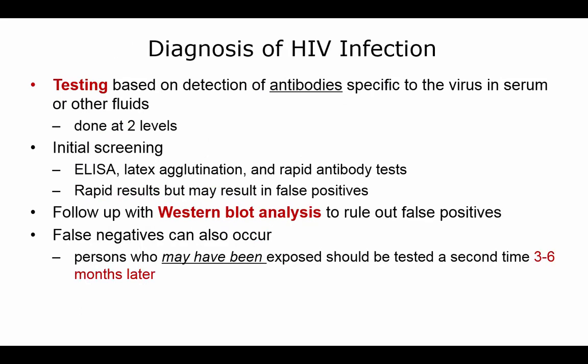To diagnose it, you look for the antibodies in the serum or other body fluids, and it's done at two levels. The initial screening is pretty rapid, but often you get false positives. Then they use Western blot analysis to rule out those false positives. False negatives can also occur, so if you've been exposed, or suspect you've been exposed, you need to be tested a second time 3 to 6 months later.